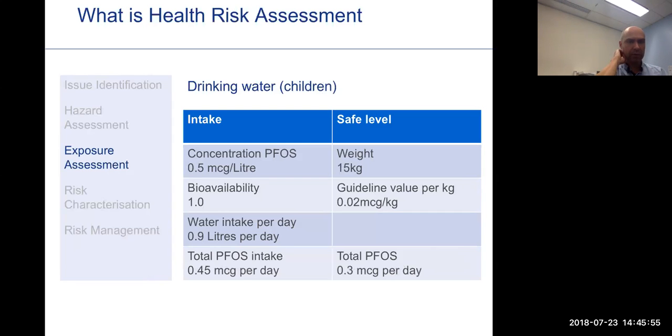Just another example there is the same thing for a child. We can see some of these values change. Children don't drink as much water as adults, not that surprisingly, so they ingest less PFOS because of that. But they also weigh a lot less. So for a normal child weight, you can see that we're actually about 50% over the guideline value for children. So it wouldn't be good there.